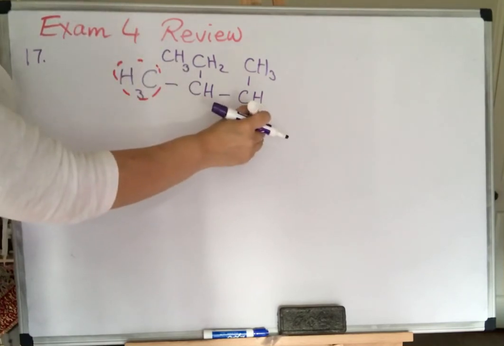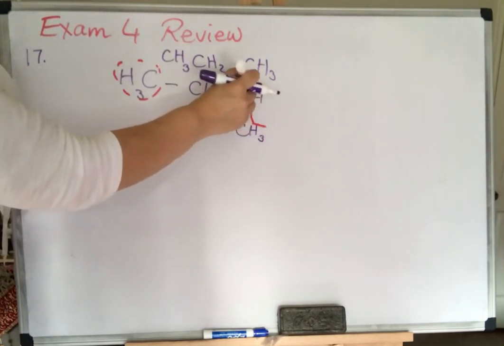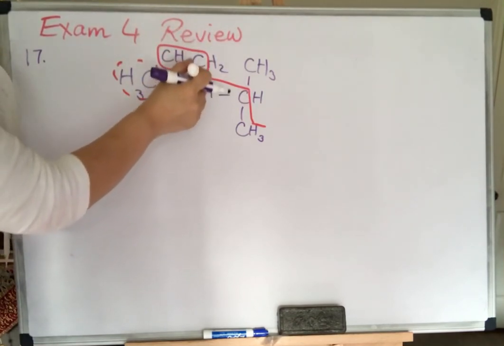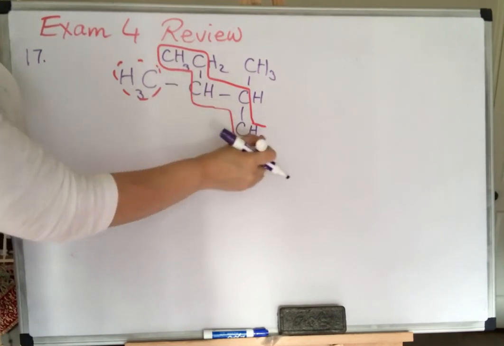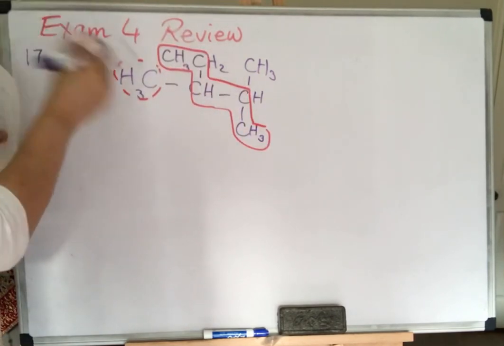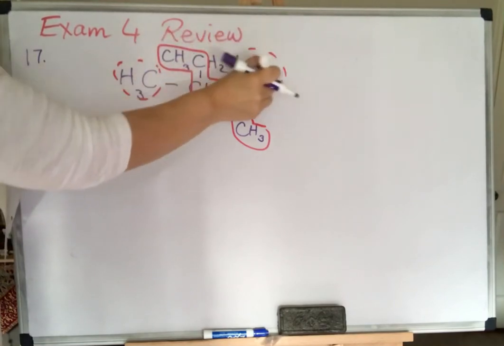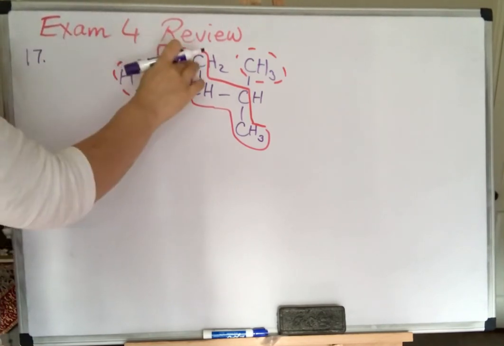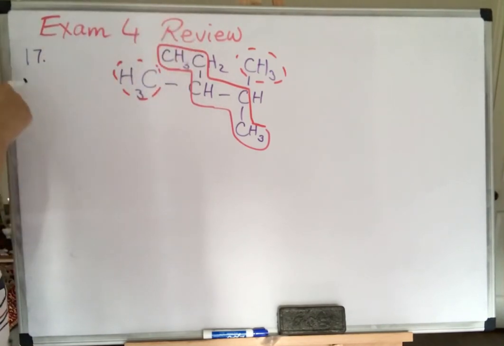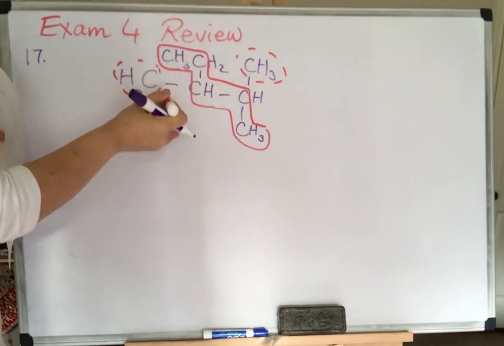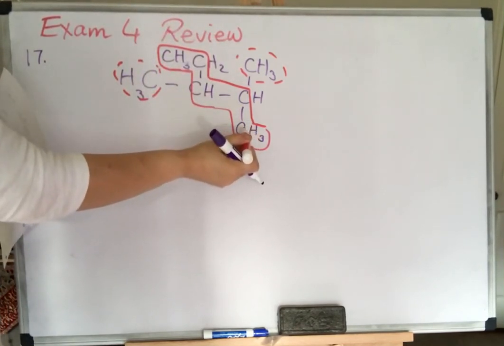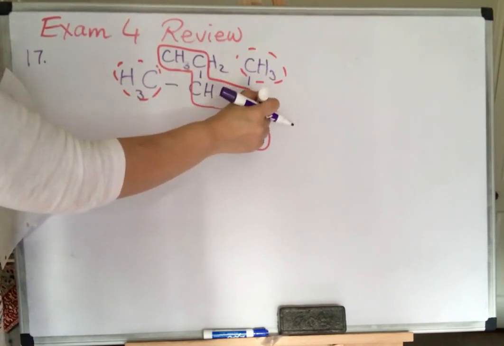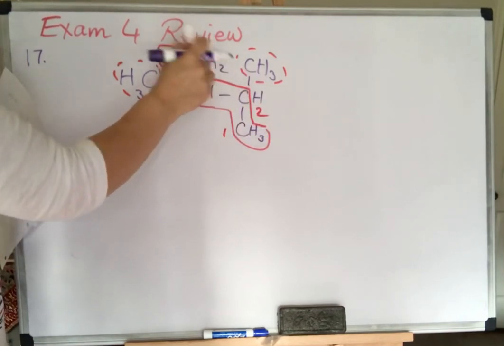If you consider this as the longest chain, 1, 2, 3, 4, and 5. So these 2 are our branches. If you number from the top, 1, 2, 3 gets the first branch. If you number from the bottom, the second one gets the branch. So you start from the bottom. 1, 2, 3, 4, and 5.